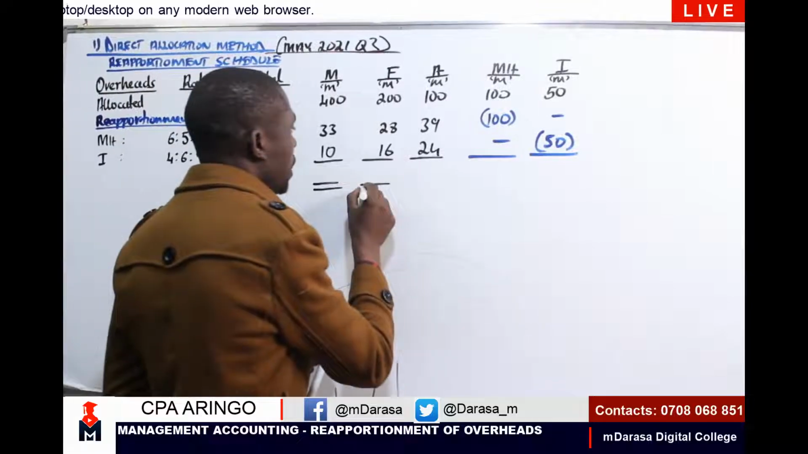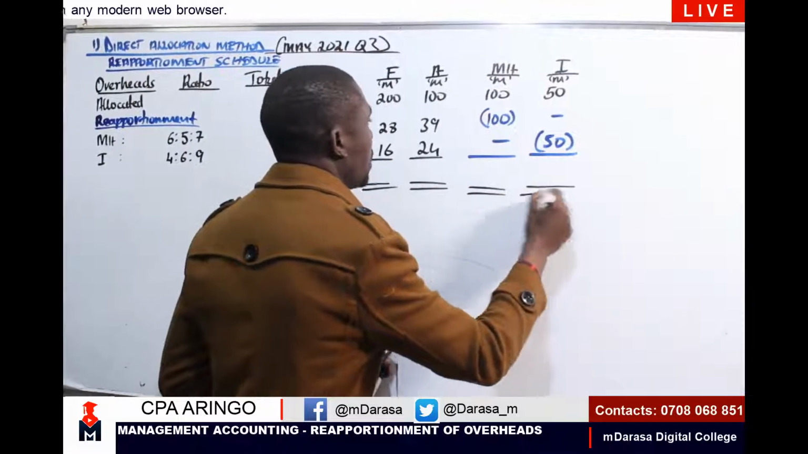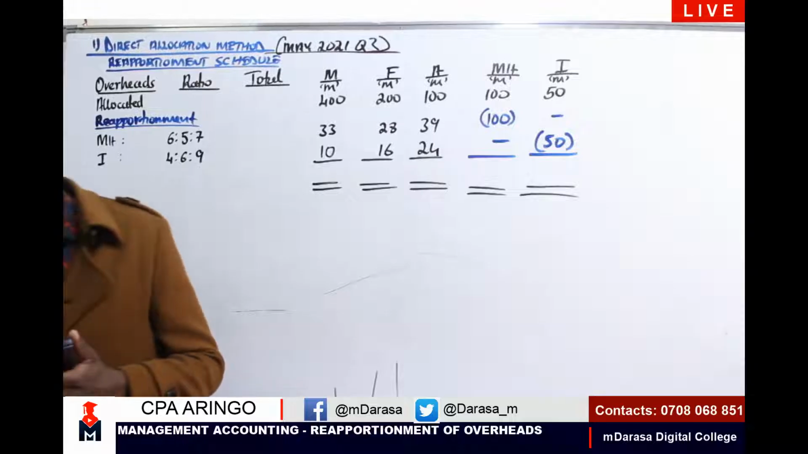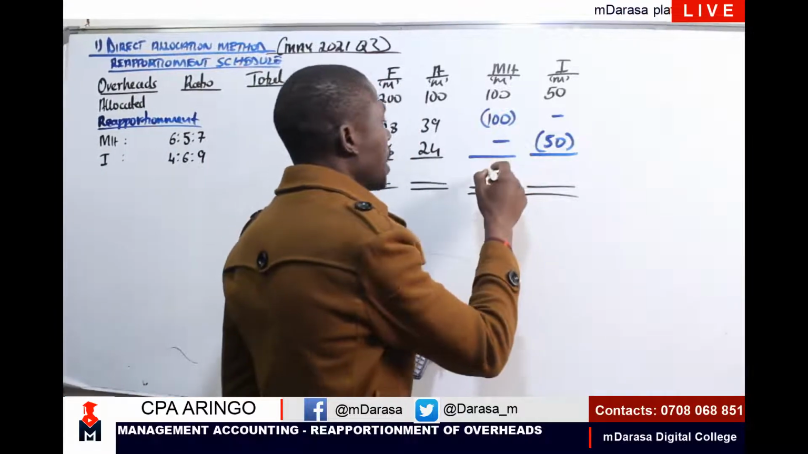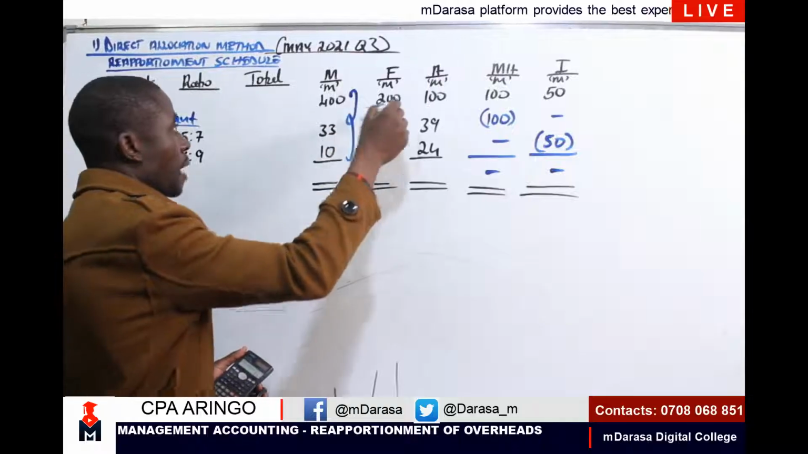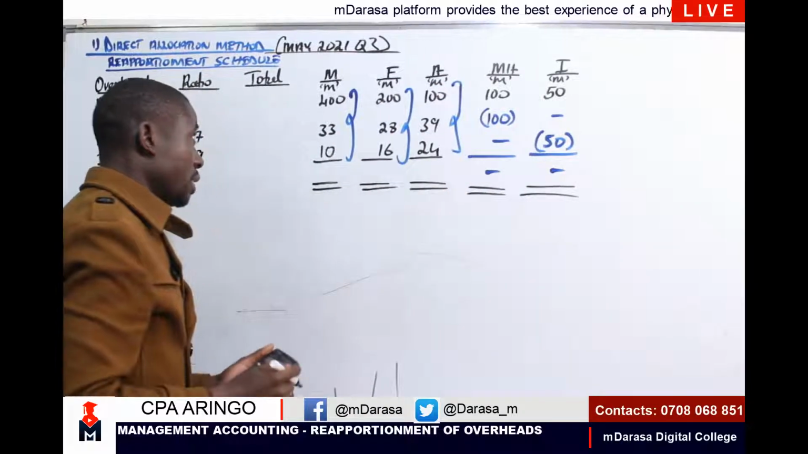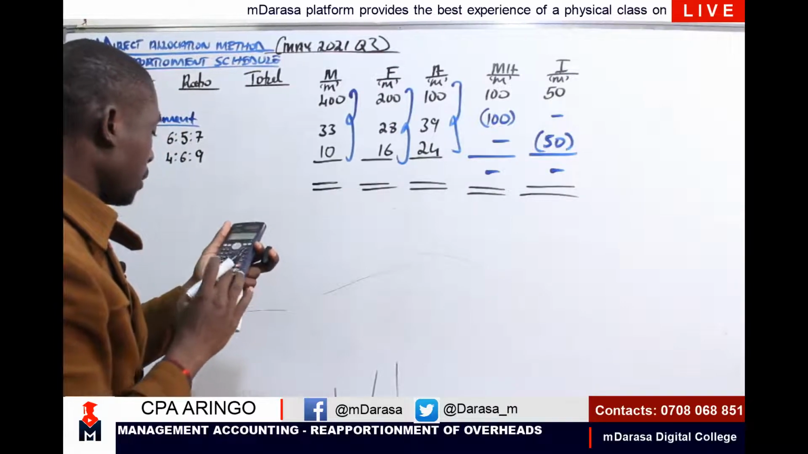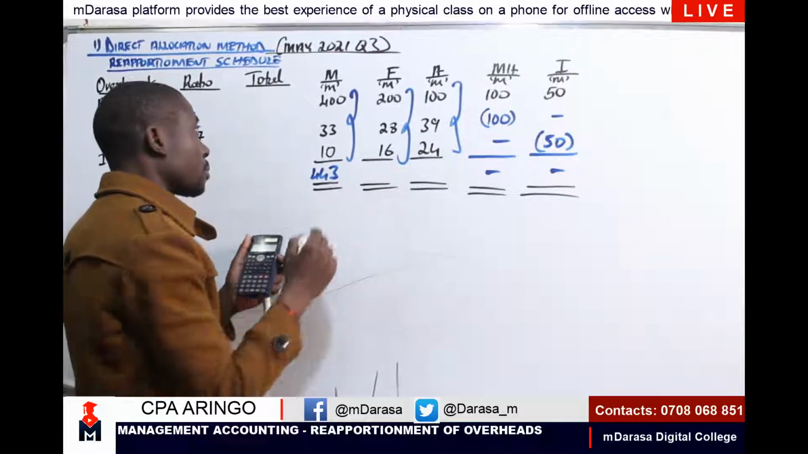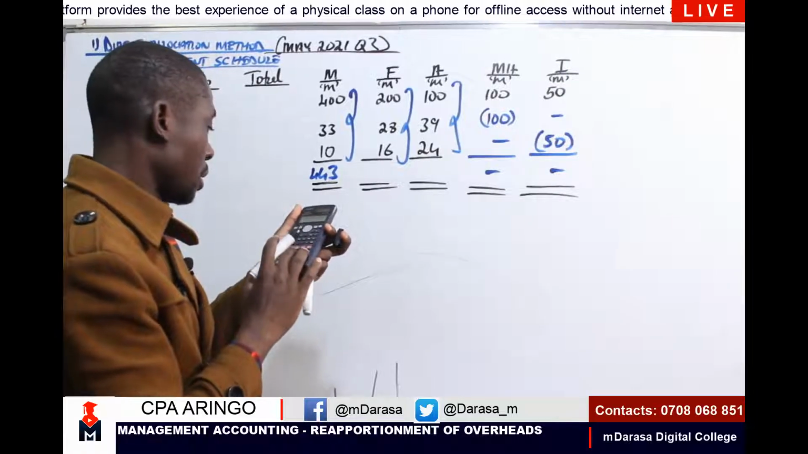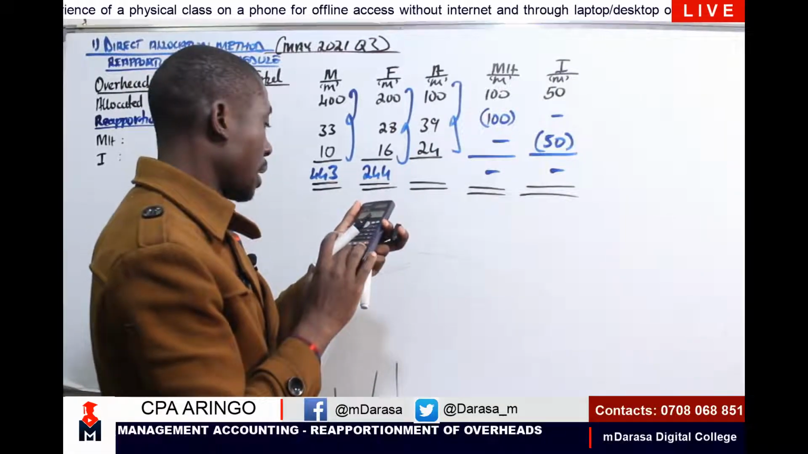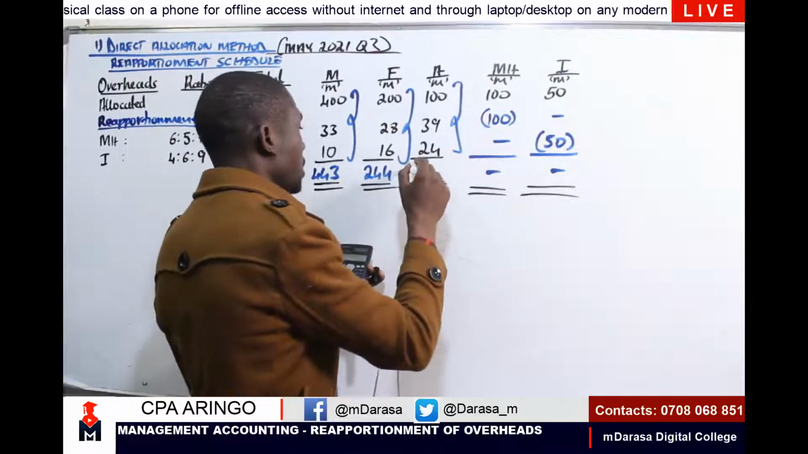So that as at the end of the day, my good students, for service departments, I should be having nil, because 100 minus 100 has distributed all of that, and 50 minus 50 has distributed all of that. So therefore, let us determine the total of our production departments. 400 plus 33 plus 10 gives us, of course, 443. 200 plus 28 plus 16 should give us 244. Whereas 100 plus 39 plus 24 should give us 163.